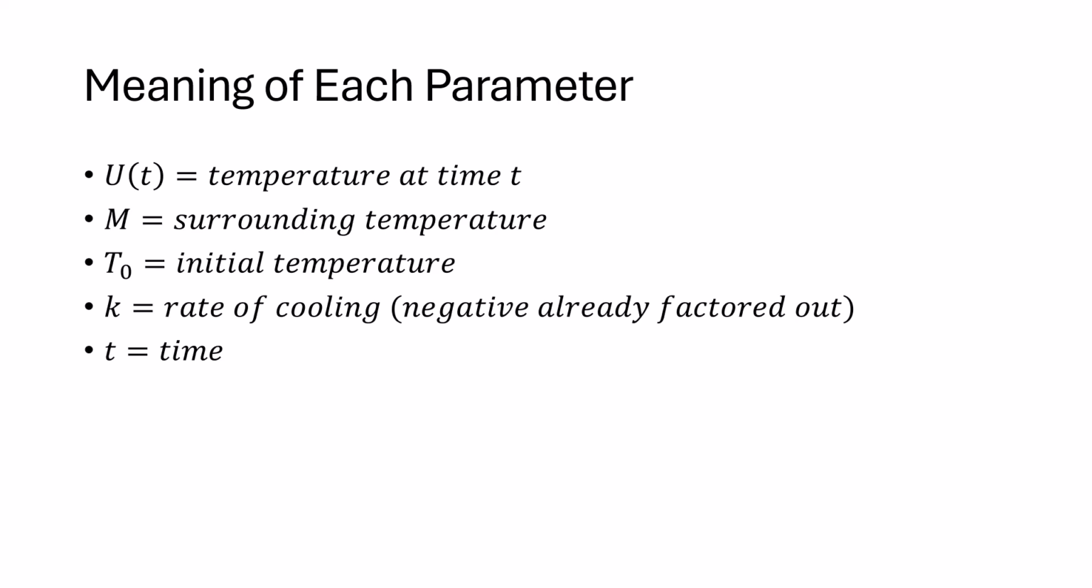So each of these parameters has a meaning. U of t is the temperature of the object at time t. Capital M is the surrounding temperature. T naught is the initial temperature of the object. K is the rate of cooling, all right? So we have a cooling rate. The negative that's in the exponent tells us that this is cooling. Temperature is decreasing. And this occurs because the initial temperature is greater than the temperature of the surroundings. And of course, little t represents time.